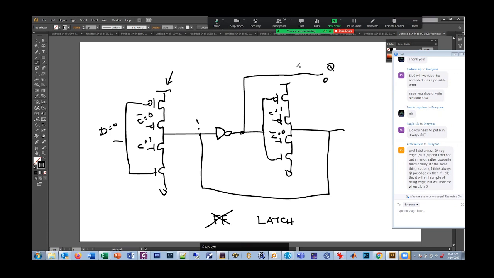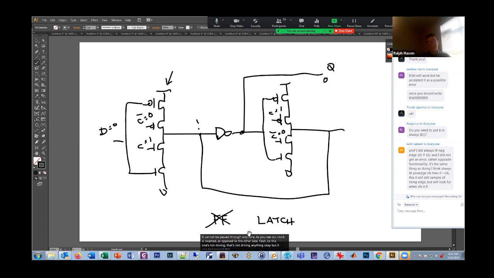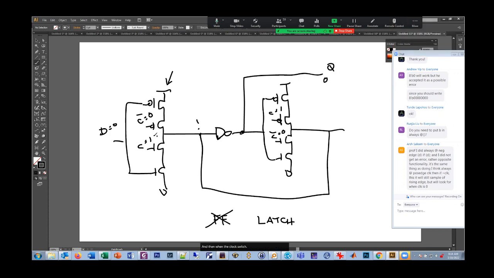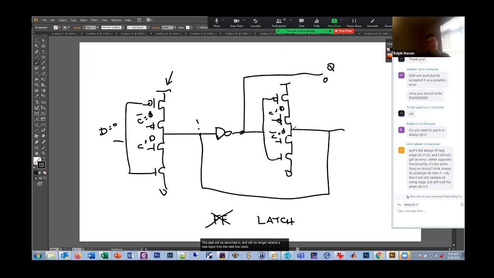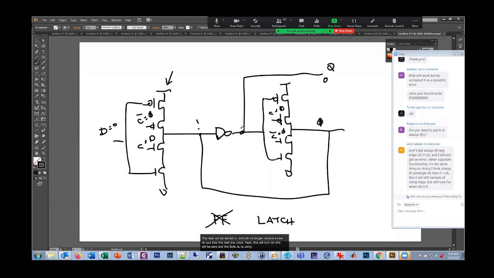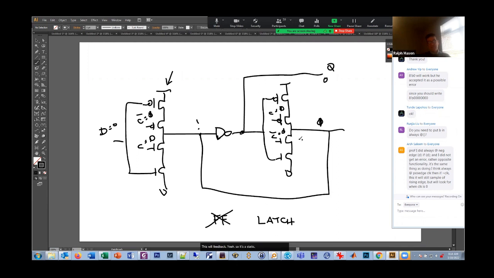Okay, so when the clock's transparent, this D went through. And then when the clock switches, this D will be latched in and will no longer receive a new D input until the next low clock. This will turn on, this will be 0, and this will feed back through and it'll be inverted to 1 at the output again. So it's a static D latch using tri-state buffers, or whatever you want to call them. Clock inverter latch, and it's transparent high.